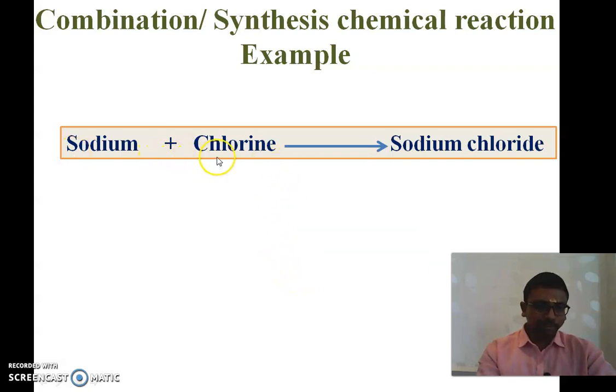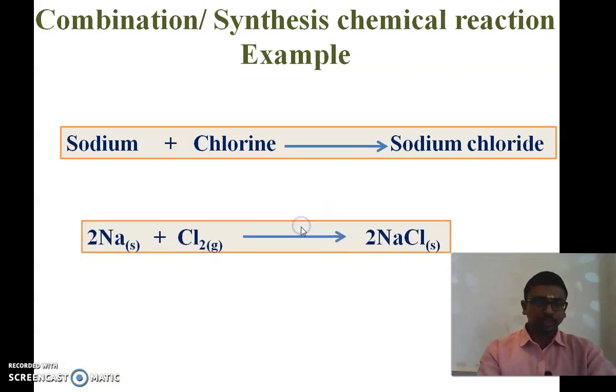Both combine and produce a single compound. What is the single compound here? It is sodium chloride, NaCl. The NaCl is in the solid state. So we will see the equation: sodium, the formula is Na, in the solid state, and chlorine, the formula is Cl2, in the gaseous state. They combine to produce a single compound, that is NaCl. This NaCl is in the solid state.